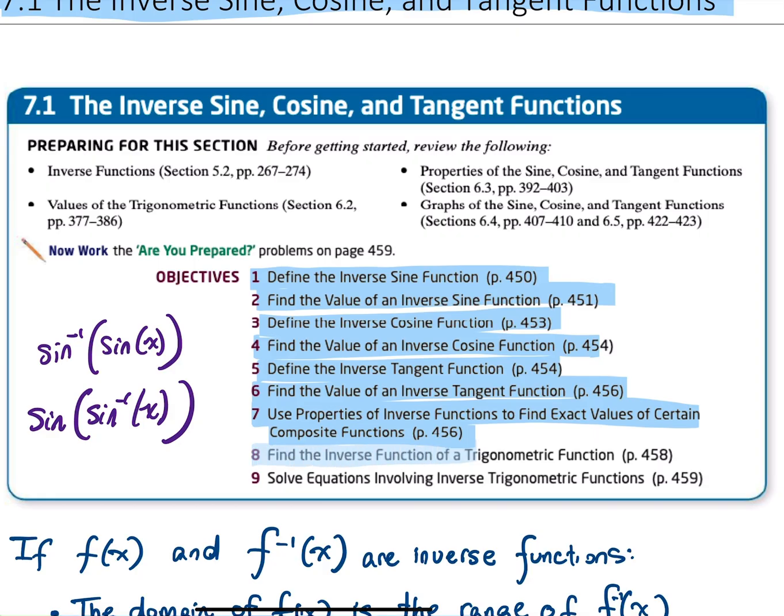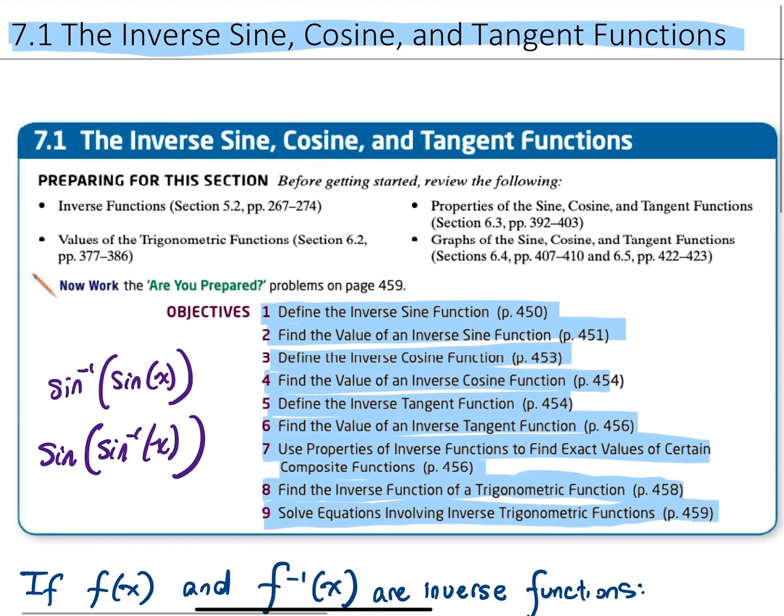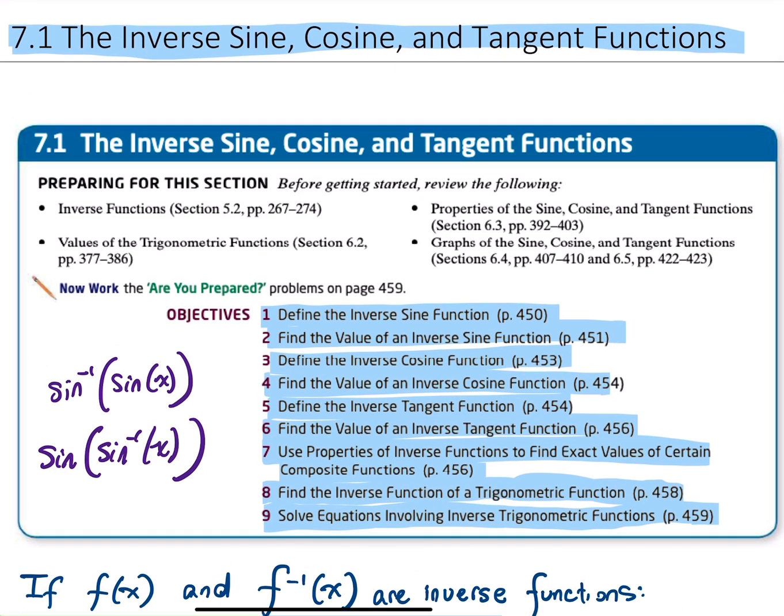Then we found the inverse function of a trigonometric function, and then we just ended up solving a small equation involving an inverse trig function. All right, that's it for this video. Next time we will look at the secant, cosecant, and cotangent and solve some more complex composite functions.